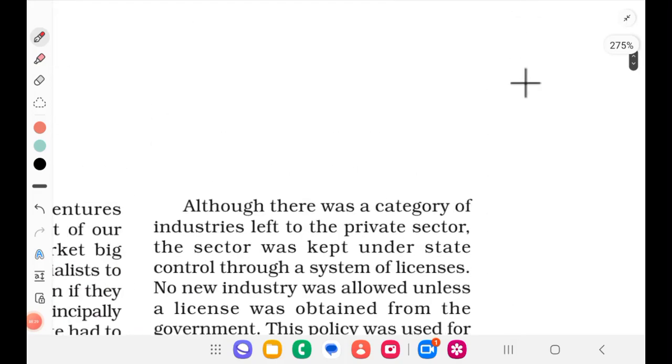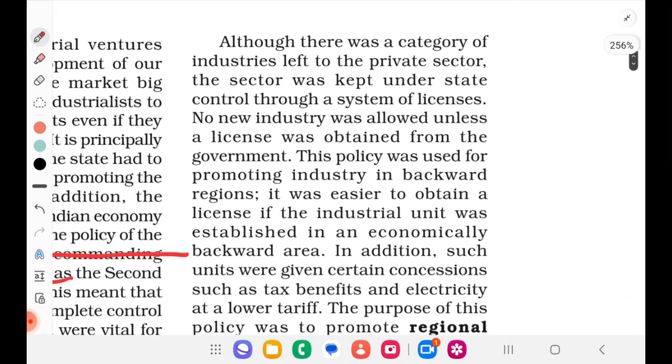Although there was a category of industries left to the private sector, the sector was kept under state control through a system of license. No new industry was allowed unless a license was obtained from the government. This policy was used for promoting industries in backward regions.